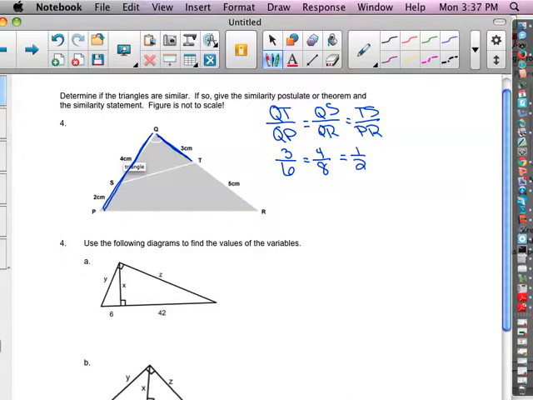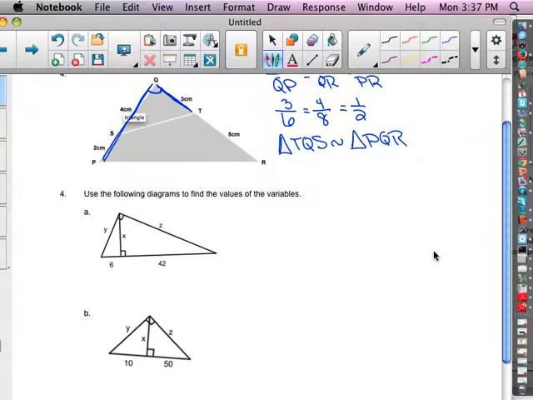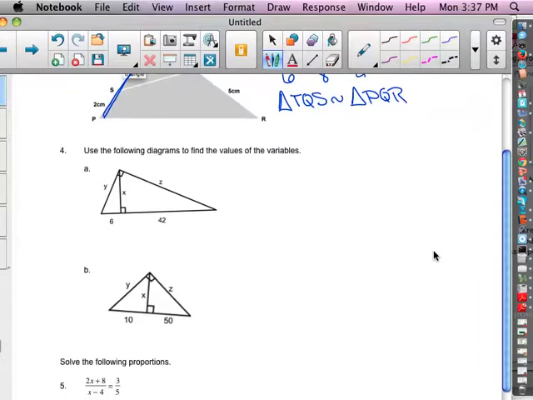So because we have side, angle, side similarity theorem, because we have two pair of similar or proportional sides and the included angle. So the similarity statement would then be that we have TQS is similar to PQR. So those triangles are in fact similar, and they are similar by side, angle, side.